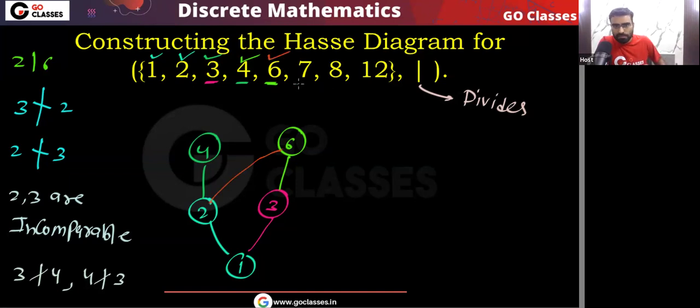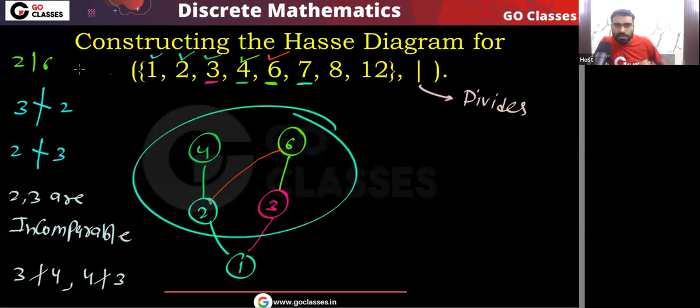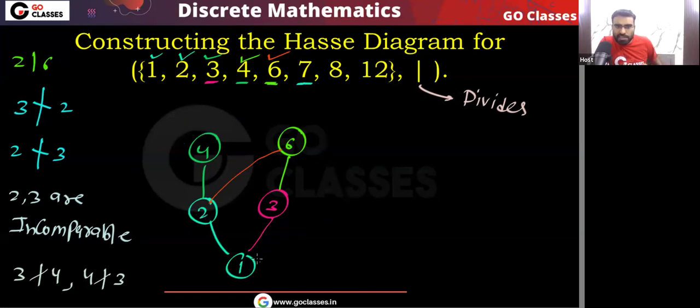Where to put 7? You can notice these elements, they do not divide 7. See, these elements, they do not divide 7. So 1 divides 7, so I can put 7 here. Now 7 is also done.